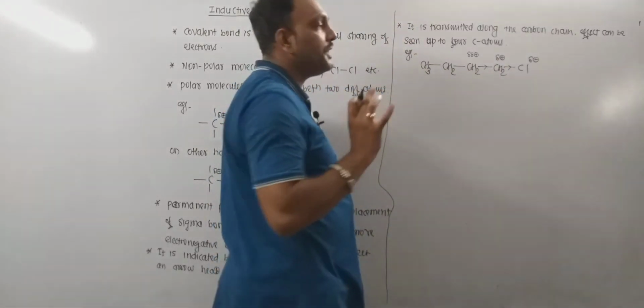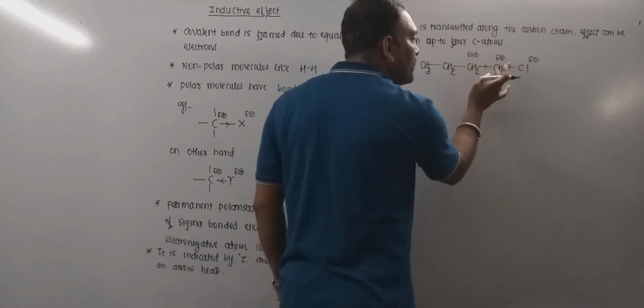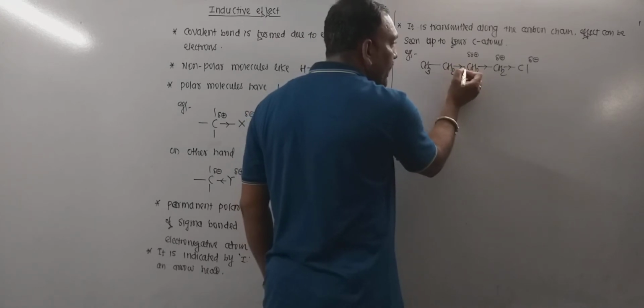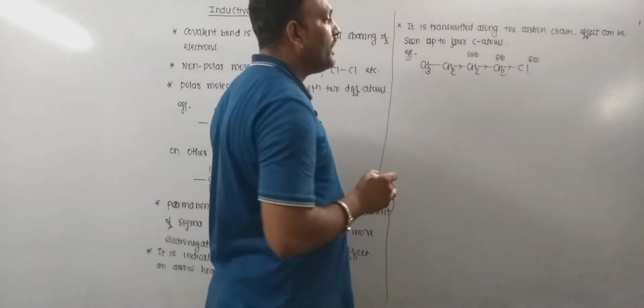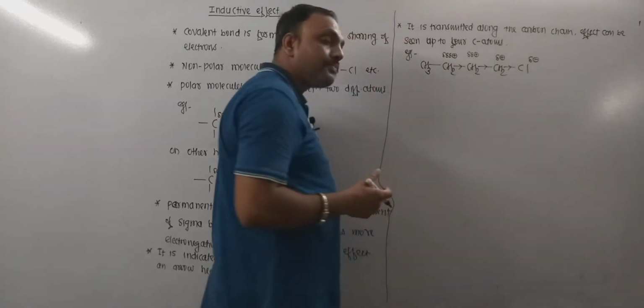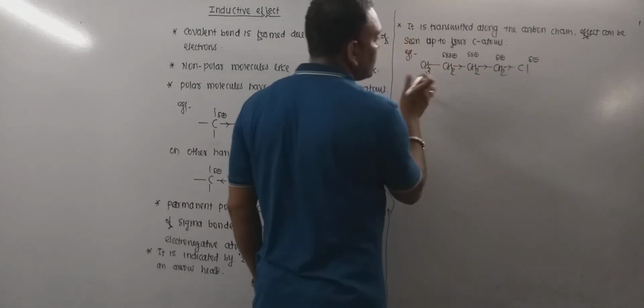I mean, the magnitude of positive charge is less on this carbon when compared with this carbon. Now this carbon does the same. So it prefers to attract this pair towards itself in order to neutralize the charge on it, due to which this carbon now becomes partially positive, but the magnitude of positive charge is even lesser in this case.